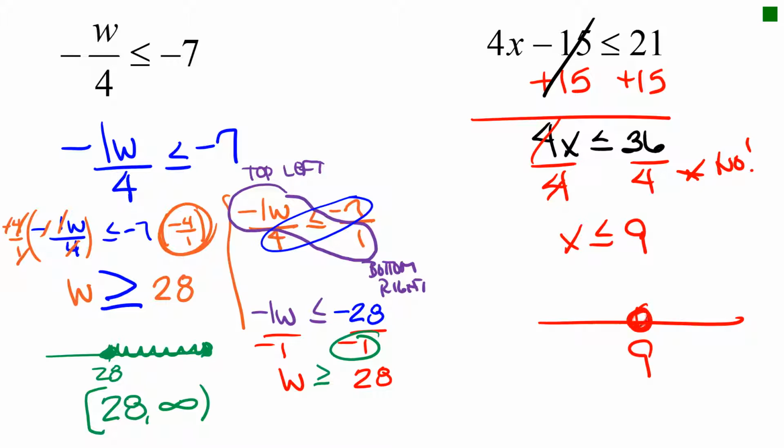Less than or equal to means I include 9. Less than means I go to the left. So my interval is going to be negative infinity to 9. 9 is going to be a bracket because it's included.